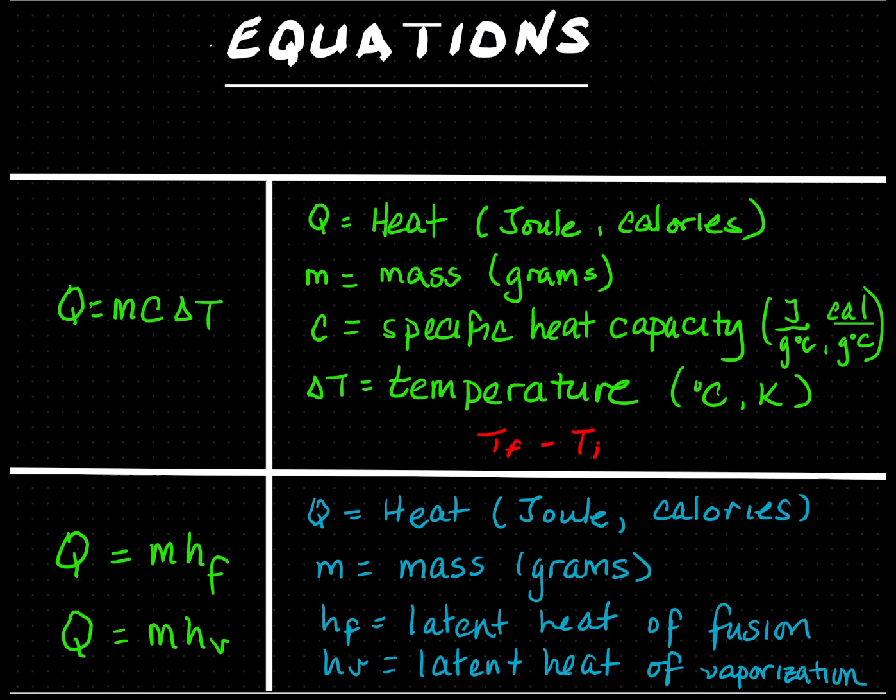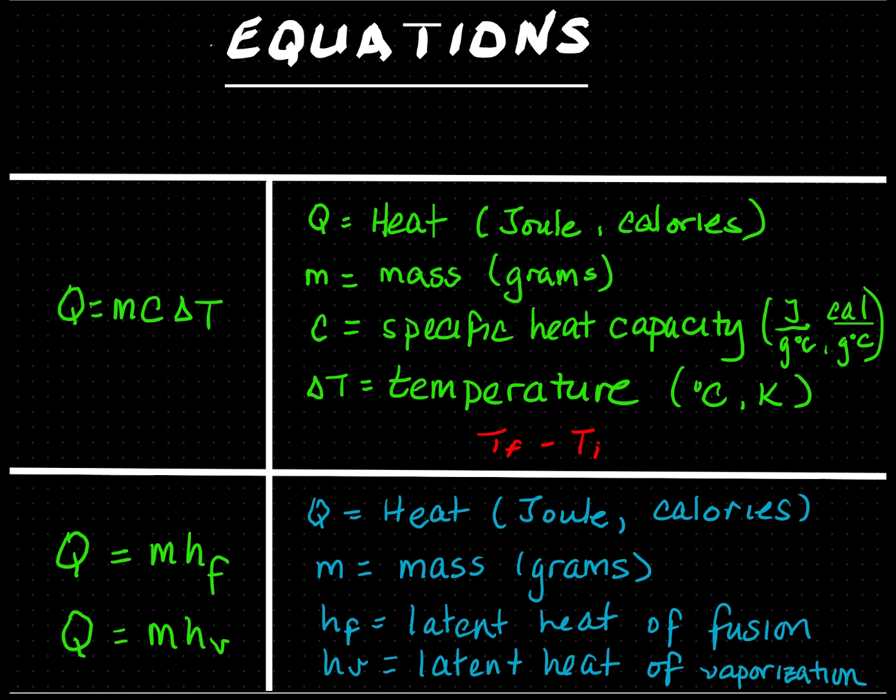The equations that I just showed you on the heating curve: whenever there is a temperature change, we will use Q equals mc delta T, in which Q is heat. The SI unit is joules. In the imperial system, we use calories. M is mass in grams. C is the constant in joules per gram degrees Celsius, or calories per gram degrees Celsius. Delta T is temperature. Remember, the triangle means the change in. It is temperature final minus temperature initial. It could be in degrees Celsius or Kelvin.